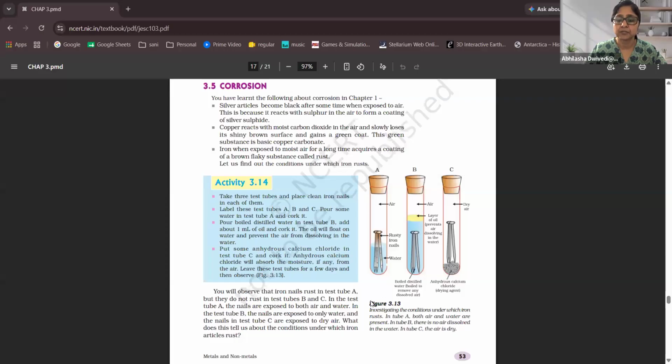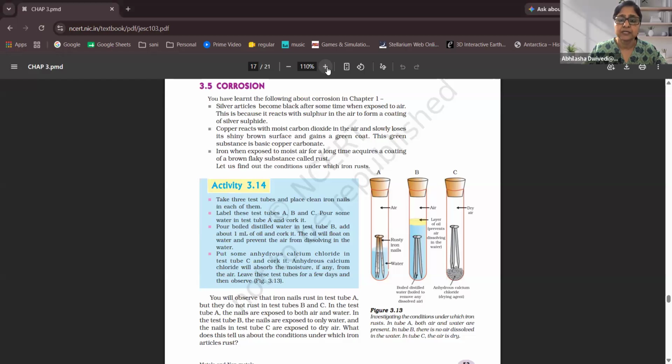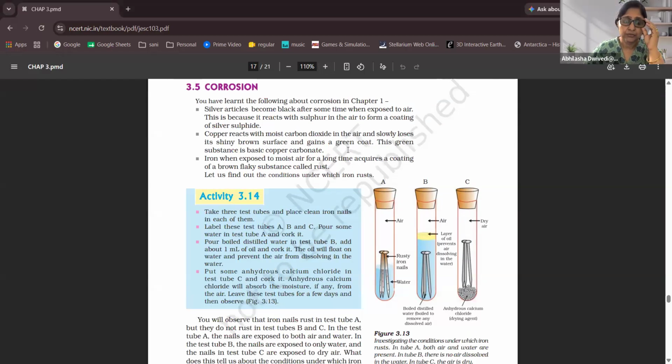So here it is. I am sure you can see this is the corrosion experiment I'm talking about. This is figure 3.13, and basically we are going to talk about activity 3.14. This is my focus for today. I'm zooming in so that you can see it very well. Now, in this portion, as you can see, silver articles become black after some time when exposed to air. This is because it reacts with sulfur in the air. So it is not directly reacting with oxygen, but with the sulfur in the air, and forms a coating of silver sulfide.